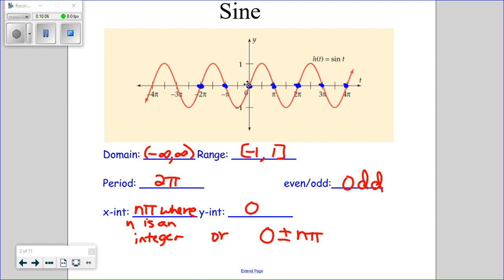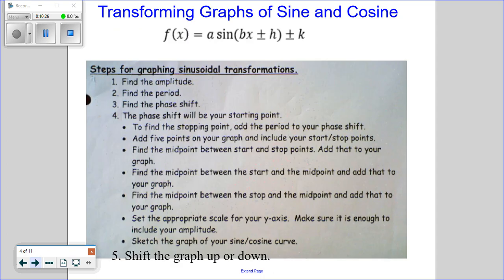Both graphs look like waves. They have the same domain and range and the same period, but your x and y intercepts are different and the even and odd is different. So honestly, an easy way to tell them apart is to look at your y-intercept and your x-intercepts, and then the symmetry.